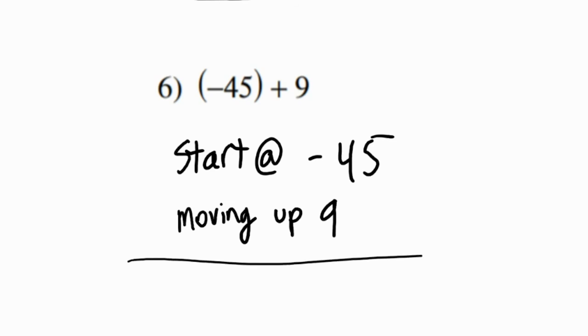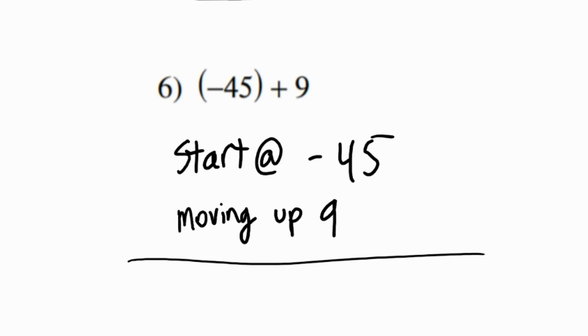I don't have my number line, but I do know that if I start at negative 45 and move up 9, that gets me closer to 0, right? So the number is going to look like it's decreasing, even though it's actually increasing. Remember that the next number up from negative 45 is negative 44, then negative 43, then negative 42, right? That's going up the number line.